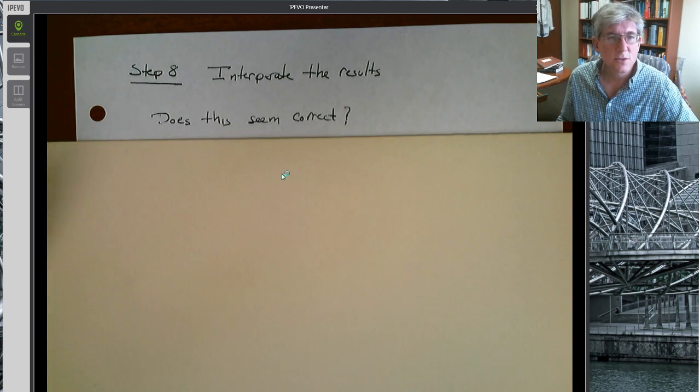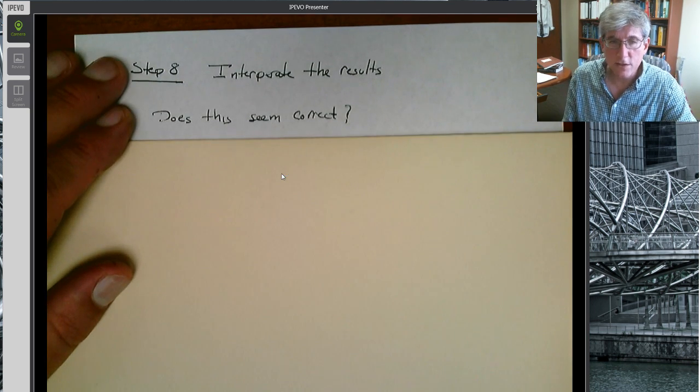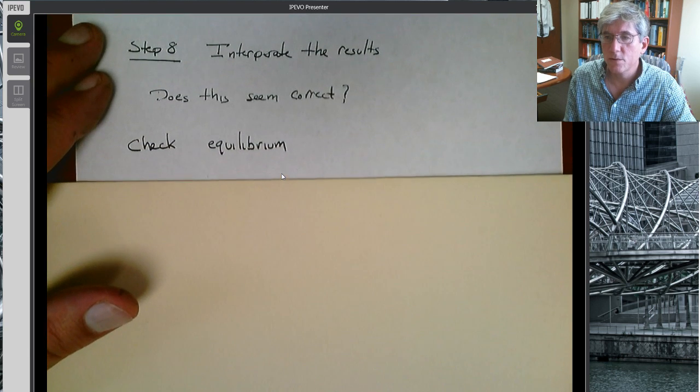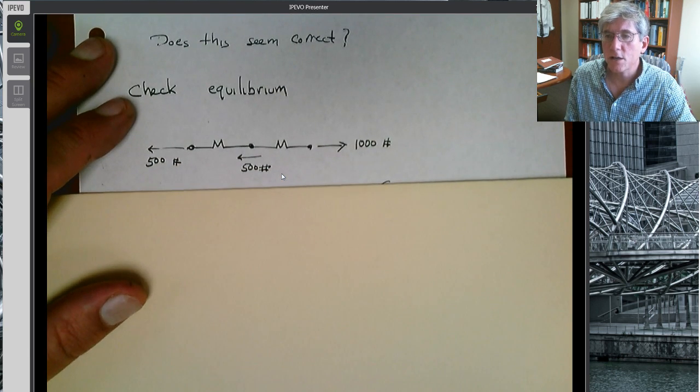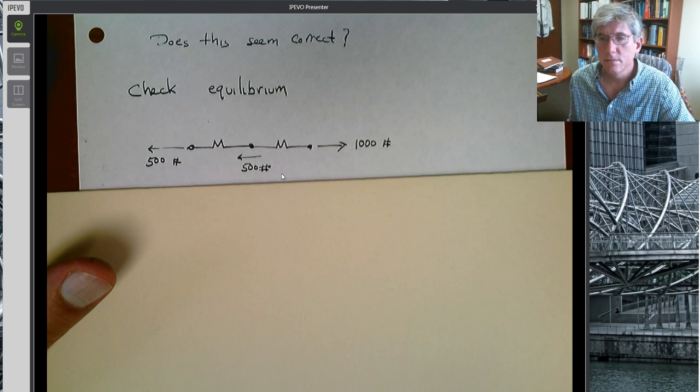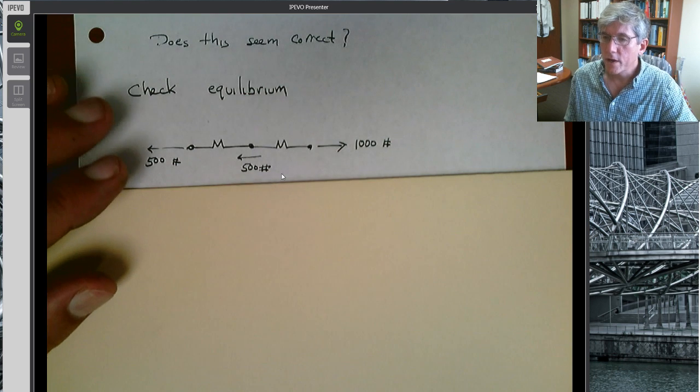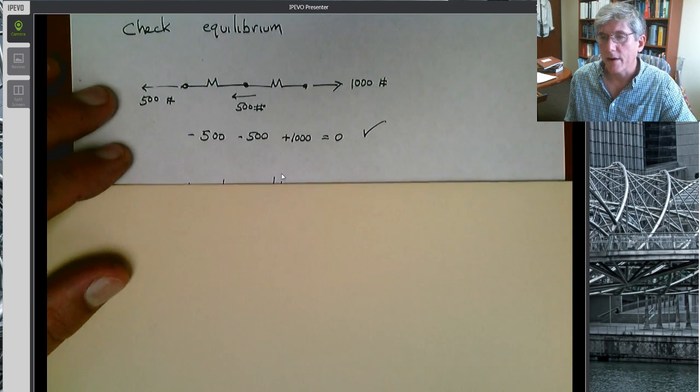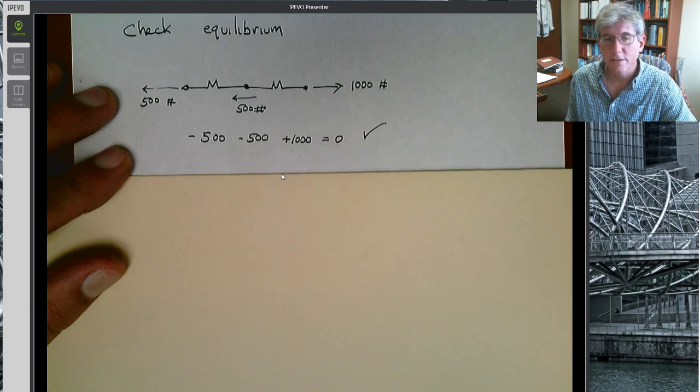Okay. Do the results make sense? One of the easiest ways to do that is to just check equilibrium, which we already basically did. We checked equilibrium on the total system, and that worked out. The reaction force balanced the other two external forces. So equilibrium is checked on the whole finite element model. Well, there it is right there. That's the sum of forces. You can see that.